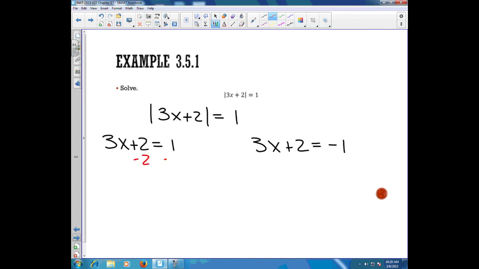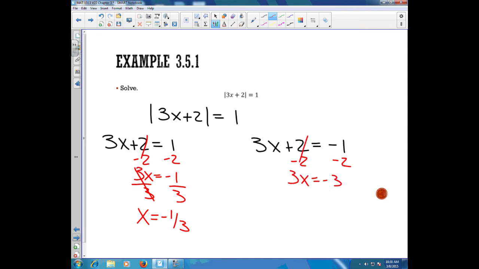Subtract 2 from both sides. We get 3x is equal to negative 1. Divide by 3, and you get x equals negative 1/3. Subtract 2 from both sides, you get 3x equals negative 3. Divide by 3, and you get x equals negative 1. And so those are our two solutions.